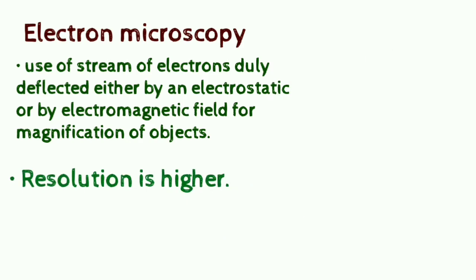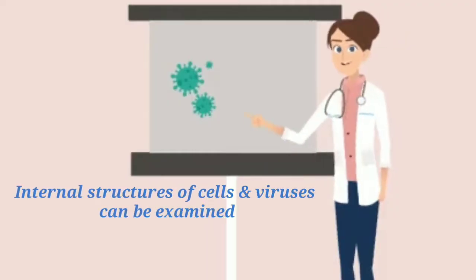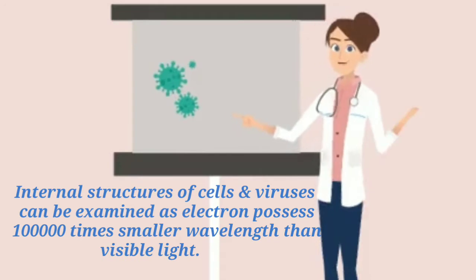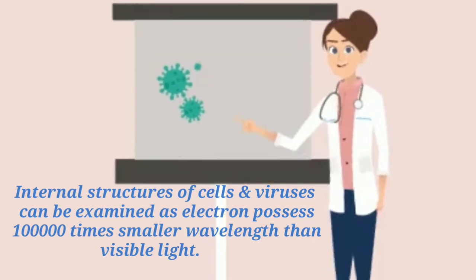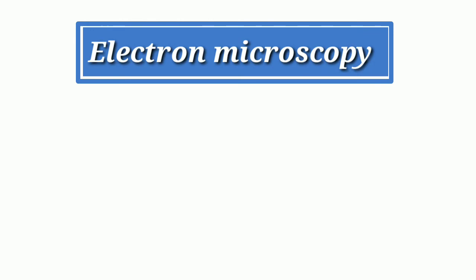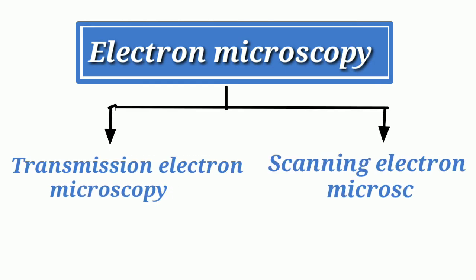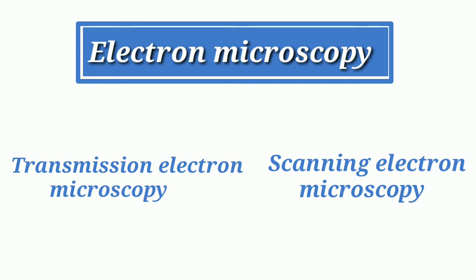Resolution is higher. Internal structures of cells and viruses can be examined as electrons possess a 100,000 times smaller wavelength than visible light. Electron microscopy can be further divided into two types: transmission electron microscopy and scanning electron microscopy.